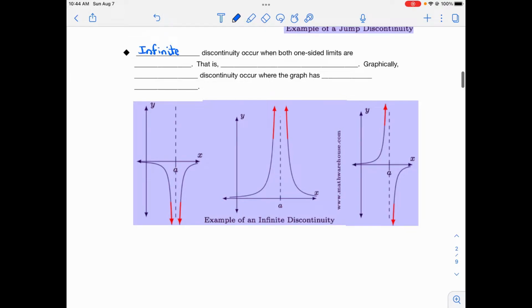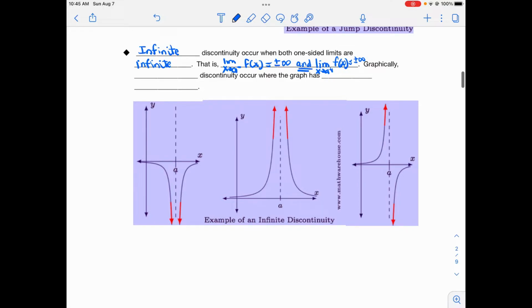It occurs when both one-sided limits are infinite. That is, the limit, and I'll use a again, as x approaches a from the left of f of x is equal to either positive or negative infinity, and the limit as x approaches a from the right of f of x is equal to positive or negative infinity. So it has to be happening from both of them. If one could be infinity and the other one not, you don't have infinite discontinuity. In that case, you would have jump discontinuity if one of those one-sided limits was not infinity but a number instead.